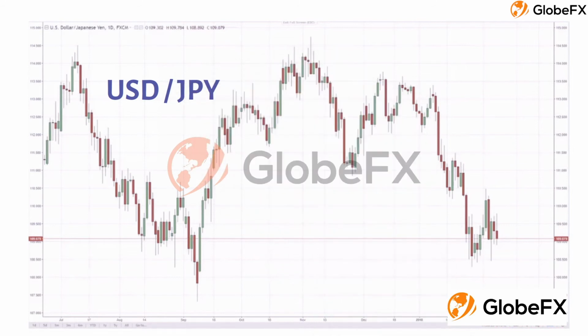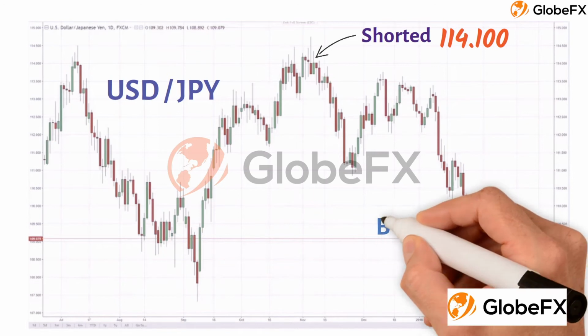So this is the dollar versus the yen, or we can summarize that just as the yen. So we're going to assume that an investor sold or shorted the yen up here in this range. Let's say that they shorted it at exactly 114.100 at the top of the market, and later they wound up buying it back, let's say around 109.550.